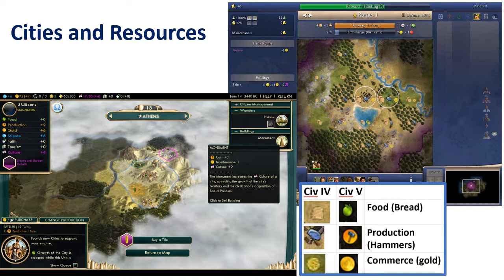Then, for each population level, the city gets to exploit resources from one space in the city's hinterland. The primary resources, the basic building blocks for the civilization during the entire game, are three. Food, in the form of bread in Civilization 4 and apples in Civilization 5. Production resources, which are represented as hammers. And commerce, which is represented as gold.